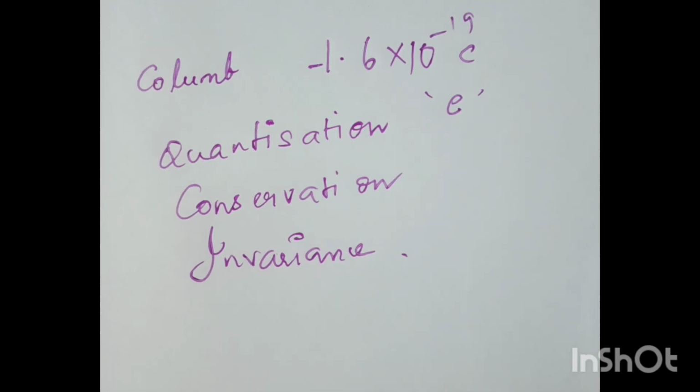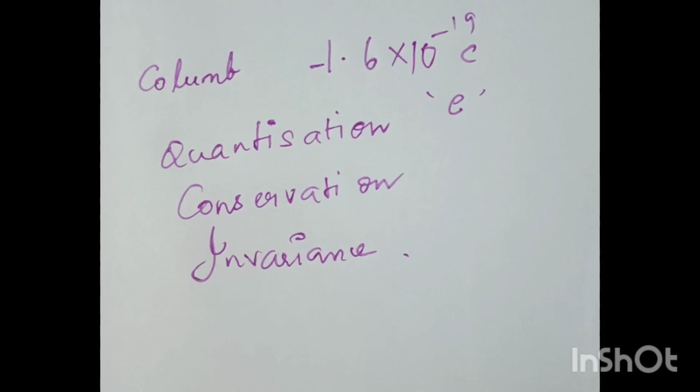Next one is conservation of charge. Again, experiments show that the total amount of charge in an isolated system is always constant, or we can say charges are neither created nor destroyed. So that is nothing but conservation of electric charge.